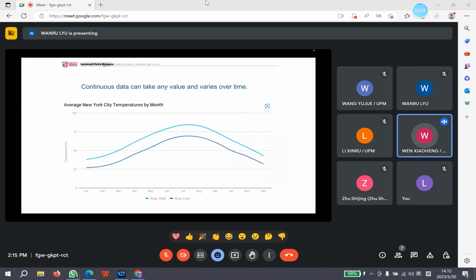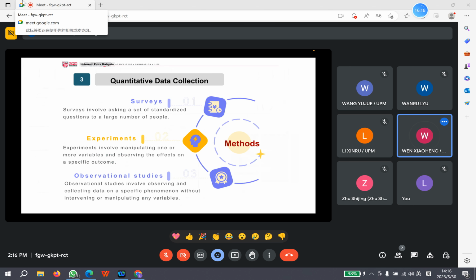And continuous data can take any value and varies over time. As you can see in this line graph, it shows the average New York City temperatures by month. And in this line graph, we can clearly see the trend of temperature in New York City around the year. Next, please.